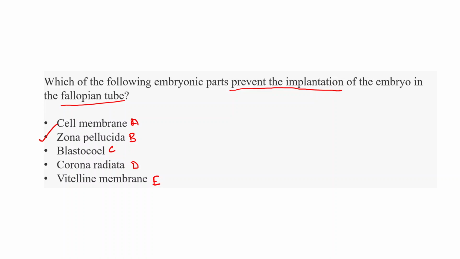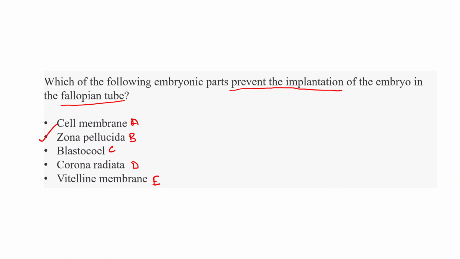It also prevents polyspermy. What is polyspermy? Entry of multiple sperms at fertilization. So it has dual functions. It prevents the premature implantation of the embryo in the fallopian tube, and it prevents polyspermy also. The embryo hatches out of the zona pellucida only after reaching the uterus around day 5 to 6, allowing the implantation at the right stage. Therefore the correct answer is zona pellucida.